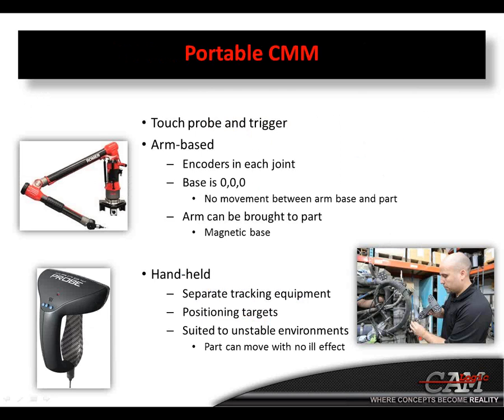So, a little more in depth, again, the portable CMM is basically a touch probe and a trigger that captures the point. So with the arm-based, you have encoders at each joint in the arm. It's almost the reverse of a robot arm, where with the robot you would have servo positioning motors in each joint that would move the arm for you. Instead of motors in each joint, we have encoders, and that is what describes the point's position in 3D space.